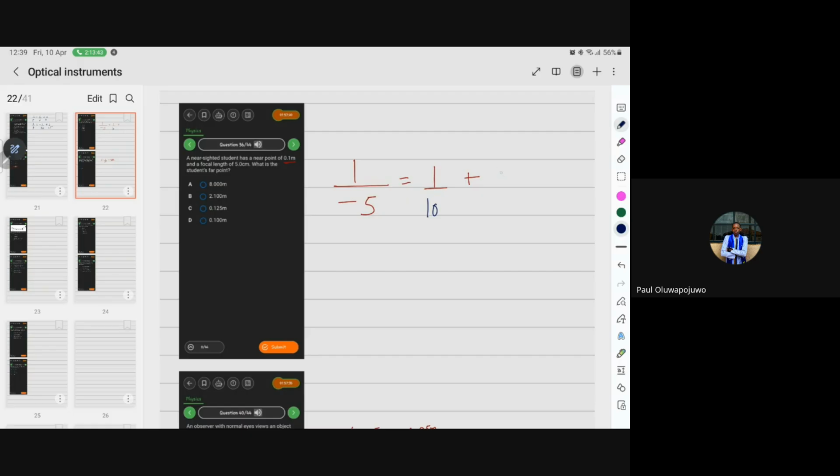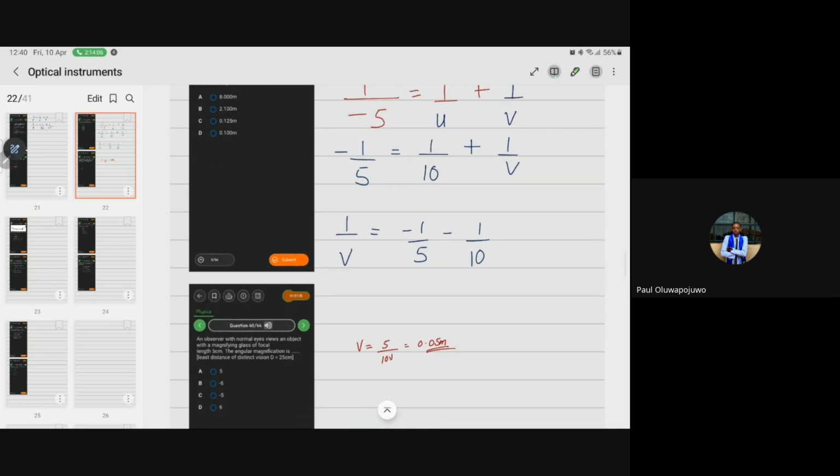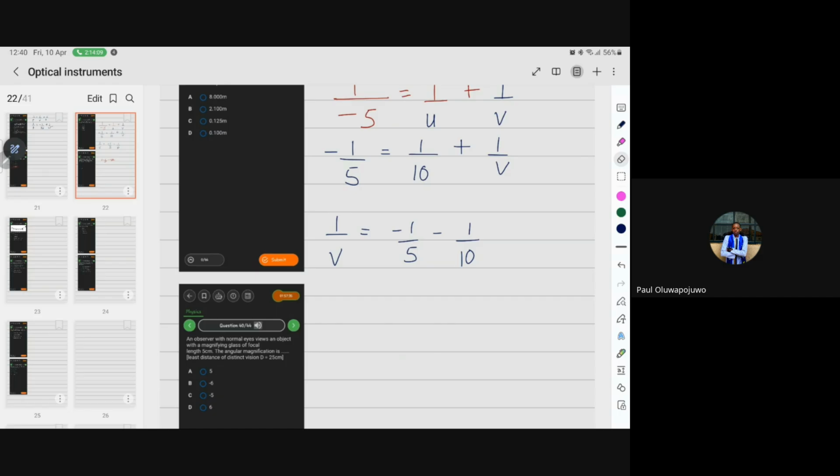Then they are now looking for 1 over U. This is their U. Now for V: minus 1 over 5 is equal to 1 over 10 plus 1 over V. So 1 over V will be equal to minus 1 over 5 minus 1 over 10. If I simplify this further, I multiply here by 2, so I'll have minus 2 over 10 minus 1 over 10. So 1 over V is equal to minus 3 over 10.